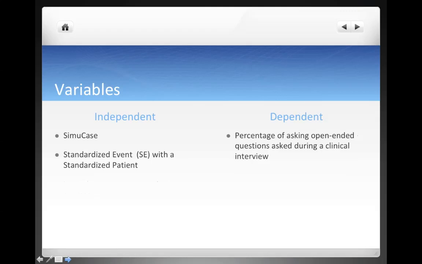The independent variables would be the Simulcase and standardized event with a standardized patient, and the dependent variable would be the percentage of asking open-ended questions during a clinical interview.